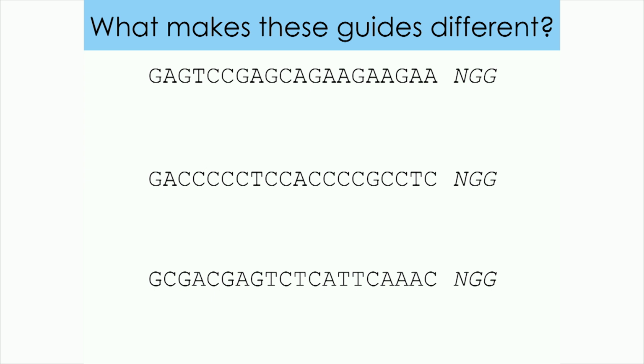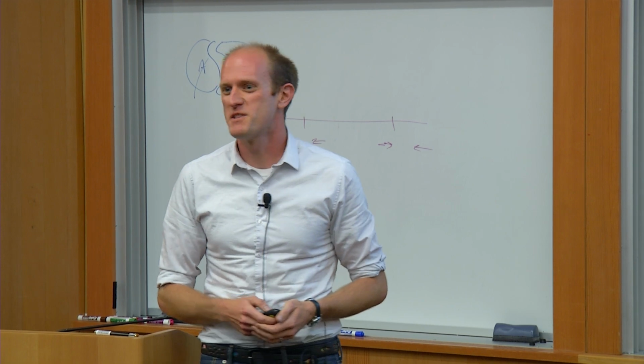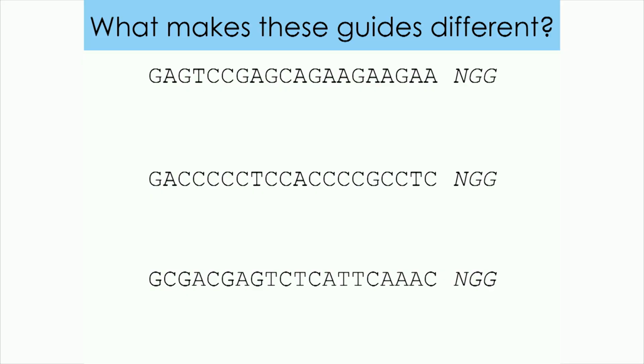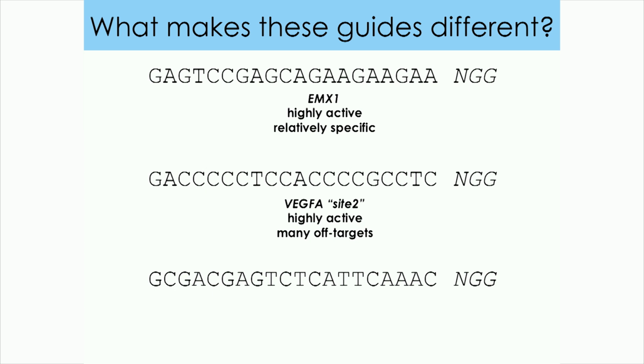GC content. OK, that's one thing. OK, so which one works and which one doesn't? Which one's good, which one's bad, right? This is kind of the challenge, right? Some of the GC content is through the roof, and it's really crazy. But this is EMX1. This is one of the most highly active guides that people have found so far. It seems to be relatively specific. It's great. This guy, great, has high GC content.